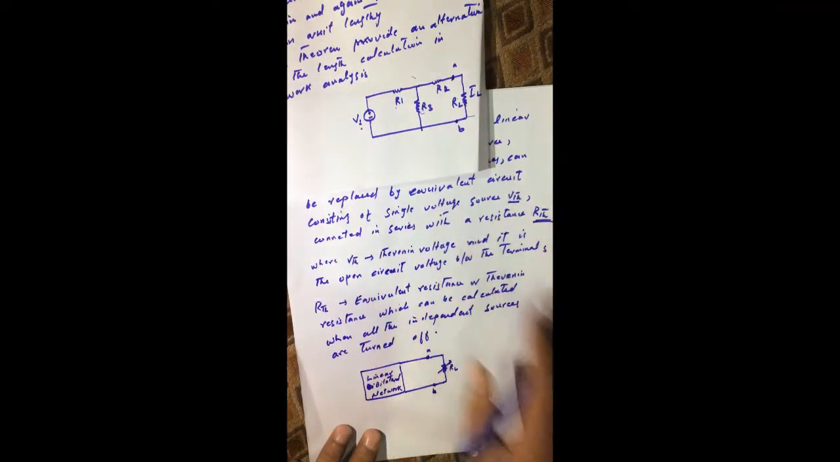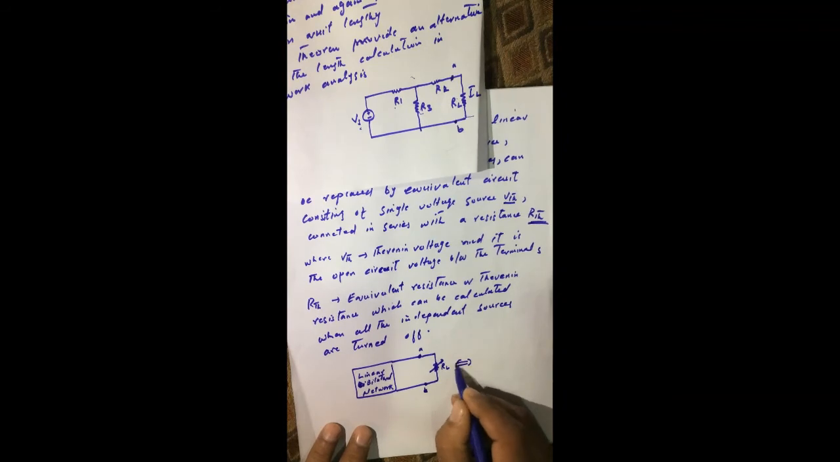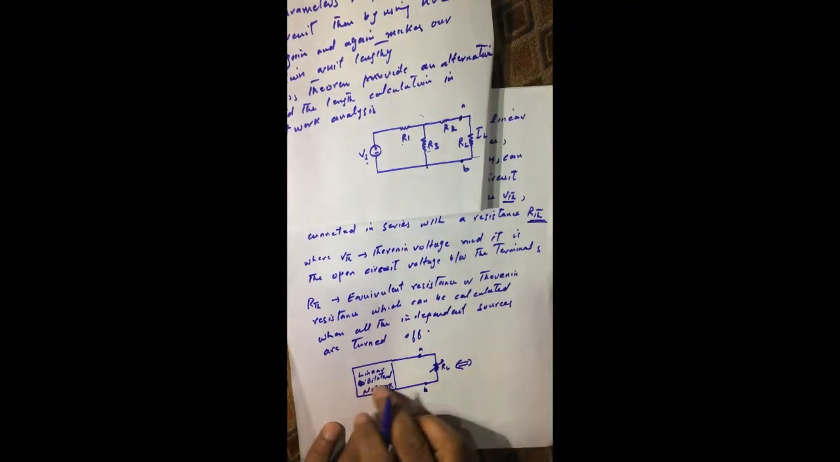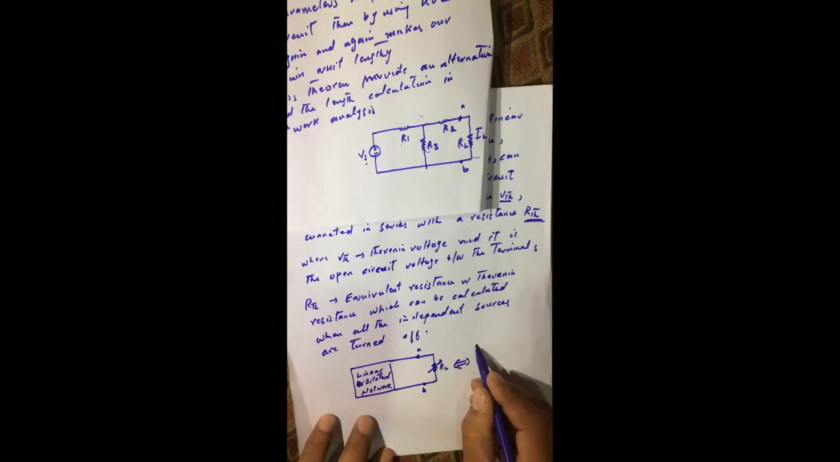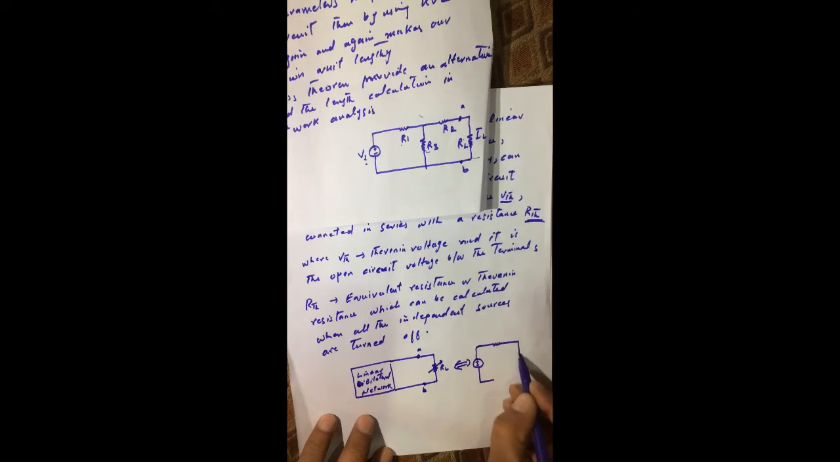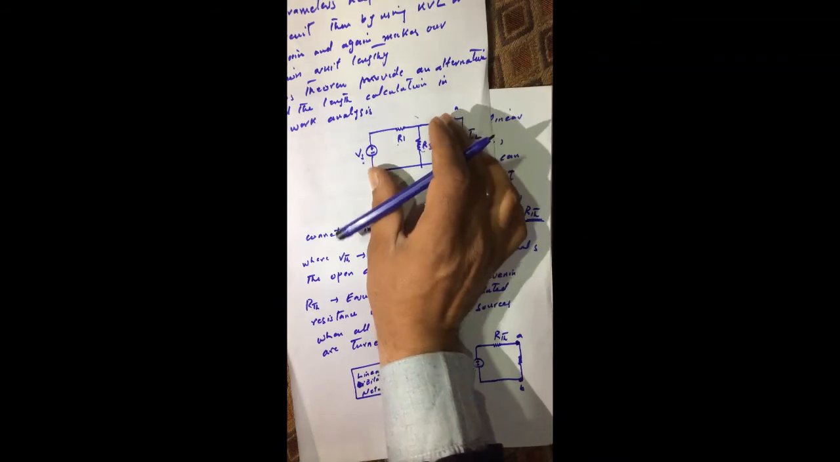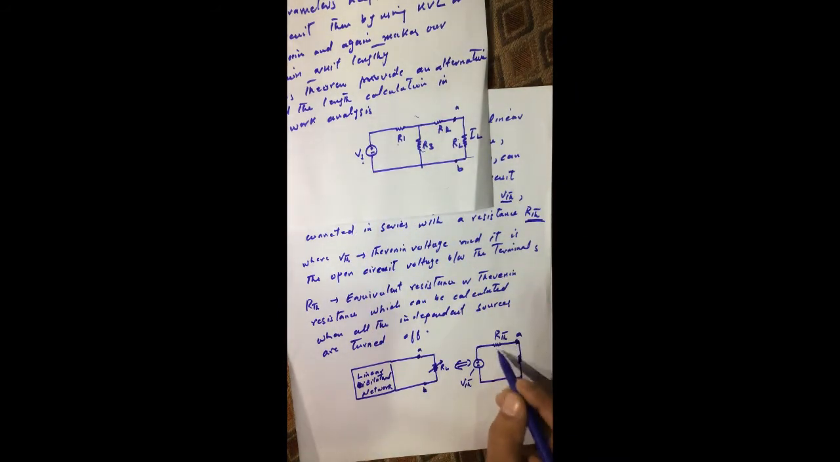Now this can be replaced by a very simple diagram. We have this point A and this is point B. This is the Thevenin voltage and this is the Thevenin resistance. So all the resistances are replaced by an equivalent resistance, which is called Thevenin resistance.